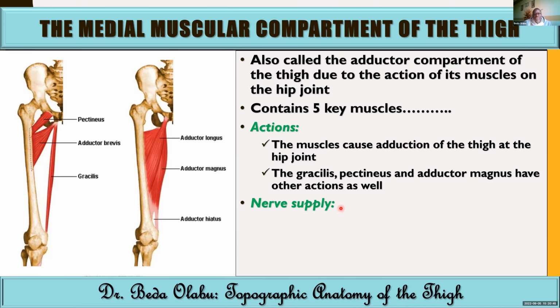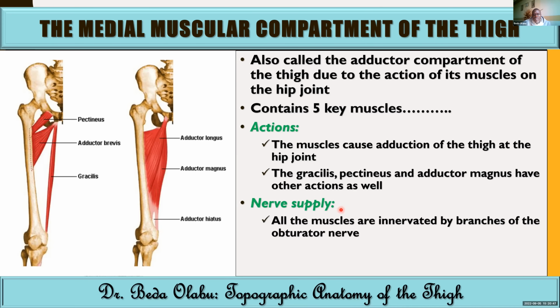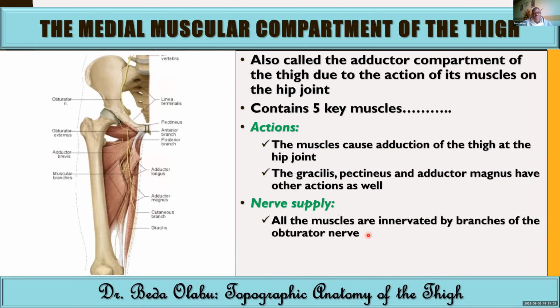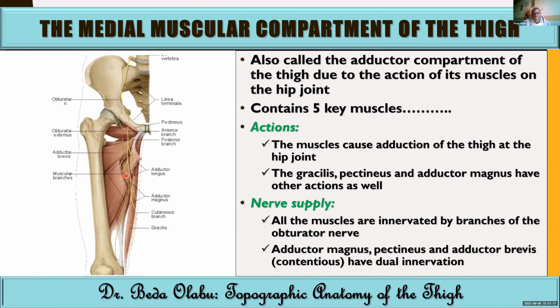The nerve supply to the muscles of the medial compartment is principally by the obturator nerve. So the obturator nerve is the nerve supply of the medial compartment of the thigh. However, it is important for you to note that even though the obturator nerve is the nerve of the medial muscular compartment of the thigh, there are some muscles in the medial aspect of the thigh that have dual innervation. Let's mention them.